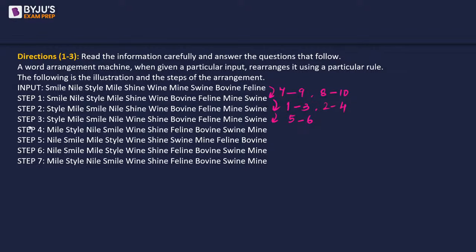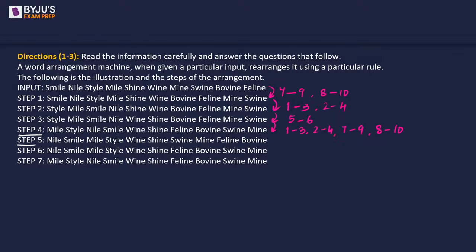Then what happened from step 3 to step 4? You will find that style and mile interchanged, smile and Nile interchanged, wine and shine remained the same, bovine and feline interchanged, mine and swine interchanged. So that means when we move from step 3 to step 4, we will find 1 and 3 getting interchanged, 2 and 4 too, 5 and 6 are left as such, 7 and 9 interchanged, 8 and 10 interchanged. So there are 4 interchanges happening. These 1, 2, 3, 4, 5, 6, 7, 8, 9, 10 are the sequence of the words from left to right. Okay? So step 3 is done.